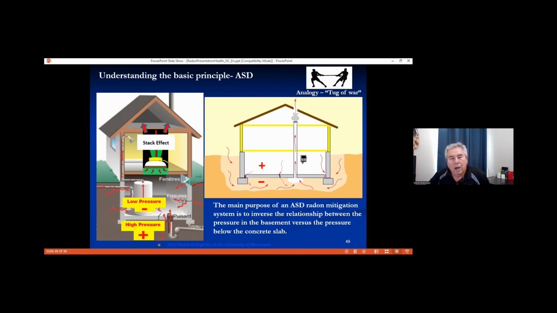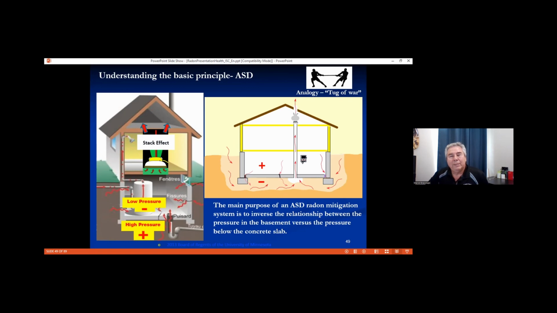Now, what we want to accomplish with that radon fan is to create a suction underneath your concrete floor that's going to be stronger than the suction you have inside the home and the basement with this stack effect. So it's like a tug of war. The one that's going to pull the hardest is the one that's going to win the battle. So if we're able to create a stronger suction underneath your concrete floor, then we're going to prevent the radon from getting into the basement at that point.